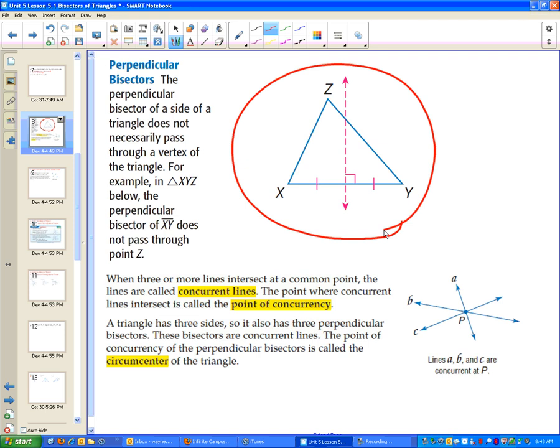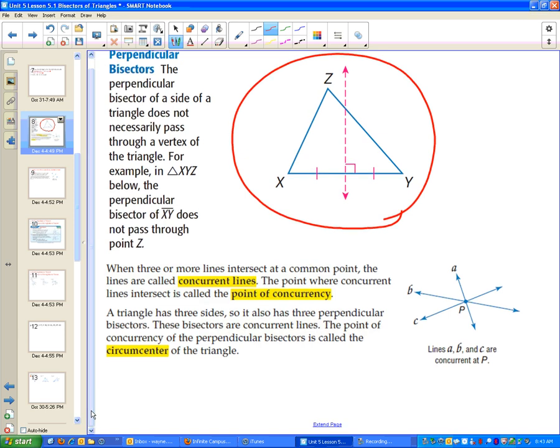Now, if you draw in all three perpendicular bisectors of a triangle, right? Triangle has three sides. Drawing the perpendicular bisector of each side, that gives you three of them. Turns out they are concurrent. They all meet at one point. You might not necessarily think they would, but they do. And that one point of concurrency is called the circumcenter of the triangle. So you might hear that word sometime. Might not. But anyway, it's where all of the perpendicular bisectors of a triangle intersect.